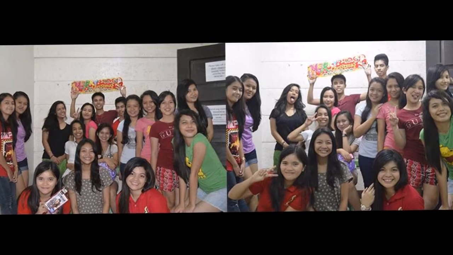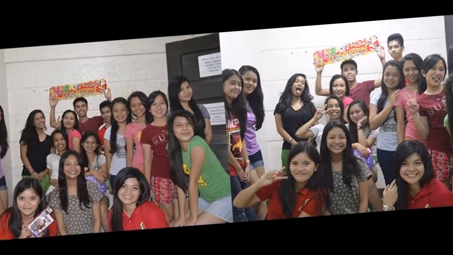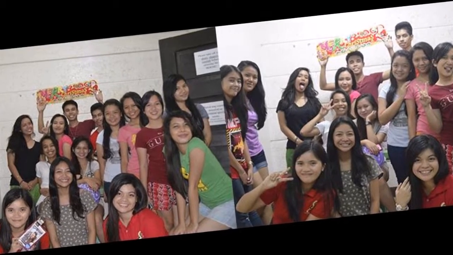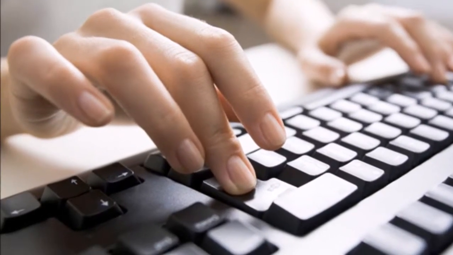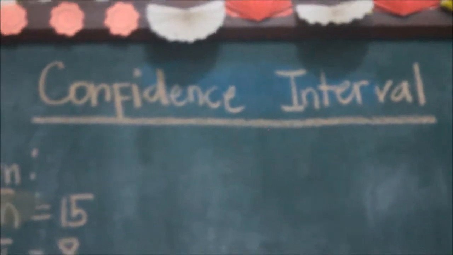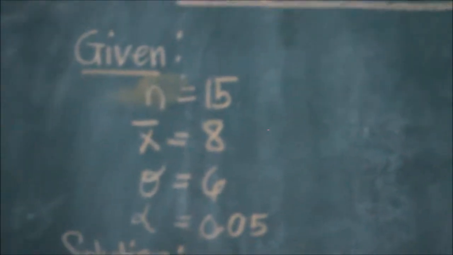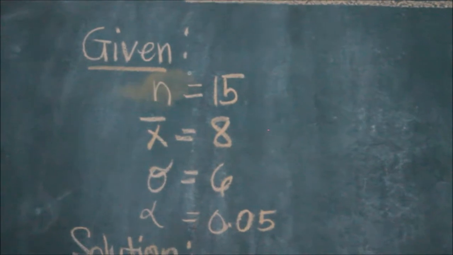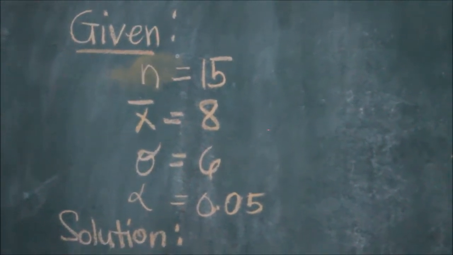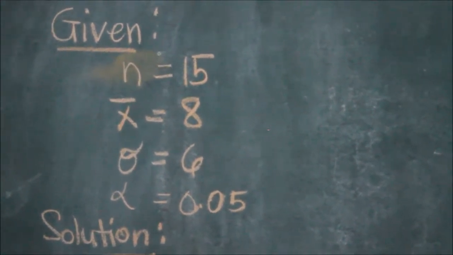In our boarding house, comprising of 15 individuals, all the boarders had an average of 8 hours of internet usage. If the standard deviation is equal to 6, create a 95% confidence interval of the mean internet usage of all boarders. On our first problem regarding confidence interval with one mean, here are the given. N is equal to 15, the mean is equal to 8, the population standard deviation is equal to 6, and the alpha is equal to 0.05.